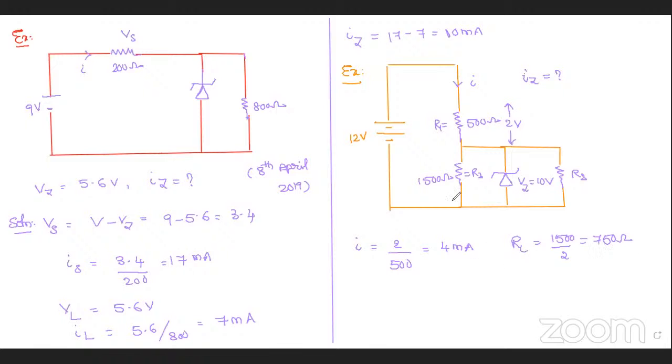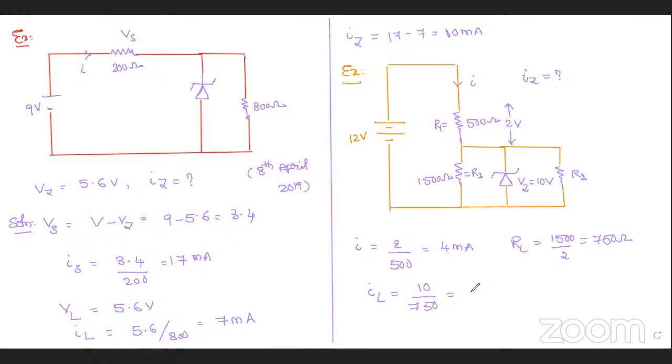Right. Then RL is equals to 750 and here I think IL is equals to, what is the potential difference? 10 volts. 13 milliamperes. Vz we know. Yes, Vz we know. Vz is nothing but VL. Yes. How much? 13?